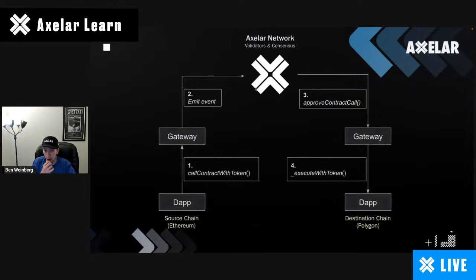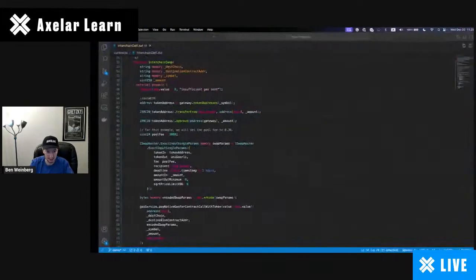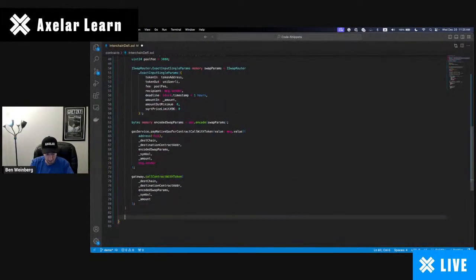At this point, this will all execute under the hood. The Axelar network will come to consensus. It will then send a message to the gateway contract, but we're not done yet, because once we are now at our destination chain, it's going to be like, okay, what do we do now? So we need to implement step 4 here, execute with token, to actually execute some logic based on our message that has come in. So I'm actually just going to copy and paste this directly from here into our code. Execute with token.